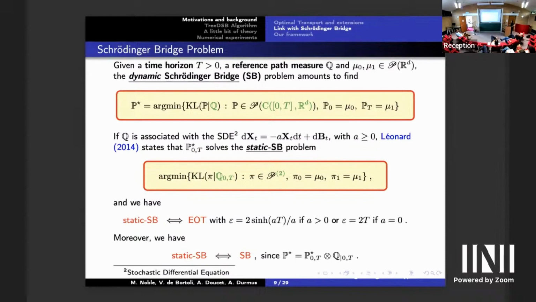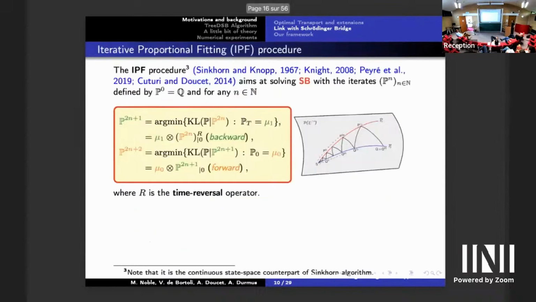So the idea is, okay, I may want to solve the Schrödinger bridge. Okay, I'm going to use the entropic optimal transport version. And so how do you do it? This is called, in the continuous setting, the iterative proportional fitting procedure. It's simply the continuous counterpart of the well-known Sinkhorn algorithm. And so this is an iterative procedure where you have alternate projections. What you want to solve is a minimization problem with two constraints. So you say, okay, I'm just going to alternate between these constraints.